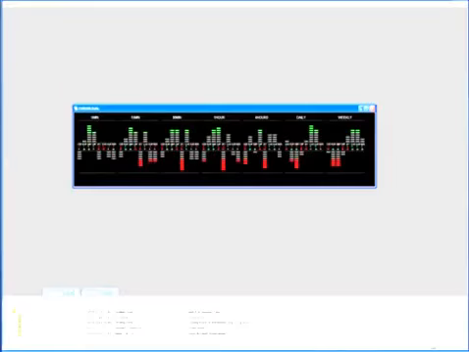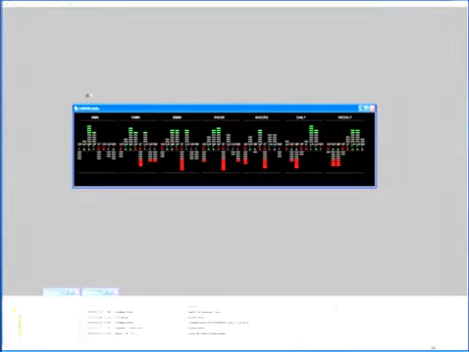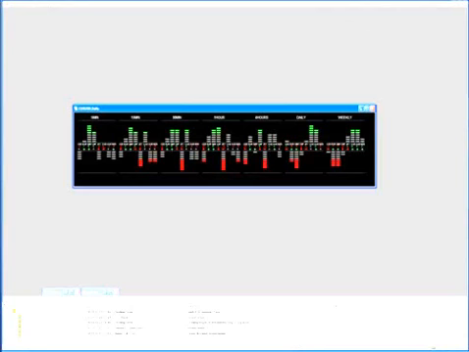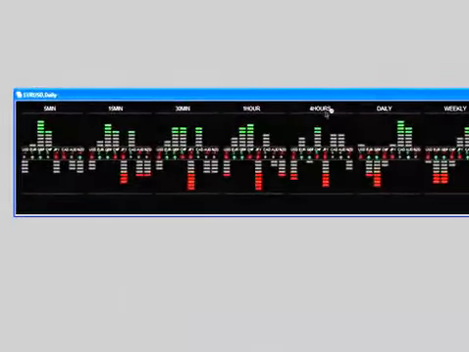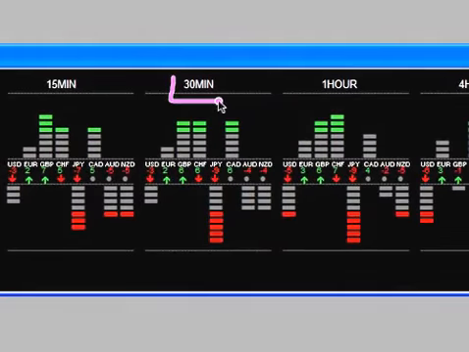Alright, here we are at my actual Forex charting platform, and as you can see I have the Forex currency index plotted on my screen. Let's take a look at what's been going on today. For example, from an intraday point of view, let's pick the 30 minutes time frame.